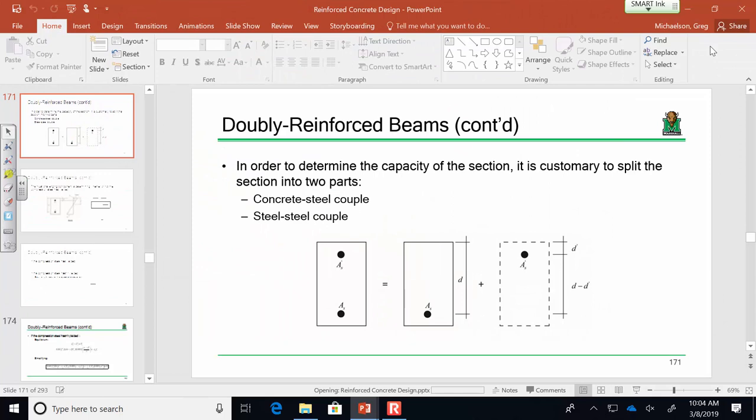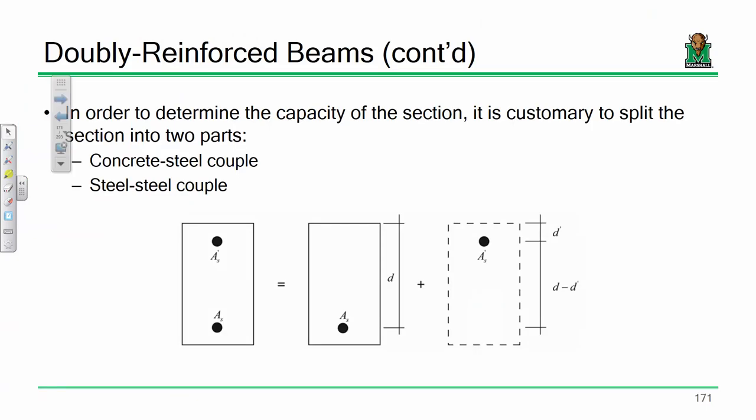we've been talking about the concept of a doubly reinforced beam. And essentially what we've been saying is they're a lot like T-beams in the sense of capacity. We compute the capacity of the concrete-steel couple plus the capacity of the two steel couples and add them together. And we derived that expression last time: the nominal moment capacity was the concrete force times d minus a over 2 plus the force in the compression steel times d minus d prime.